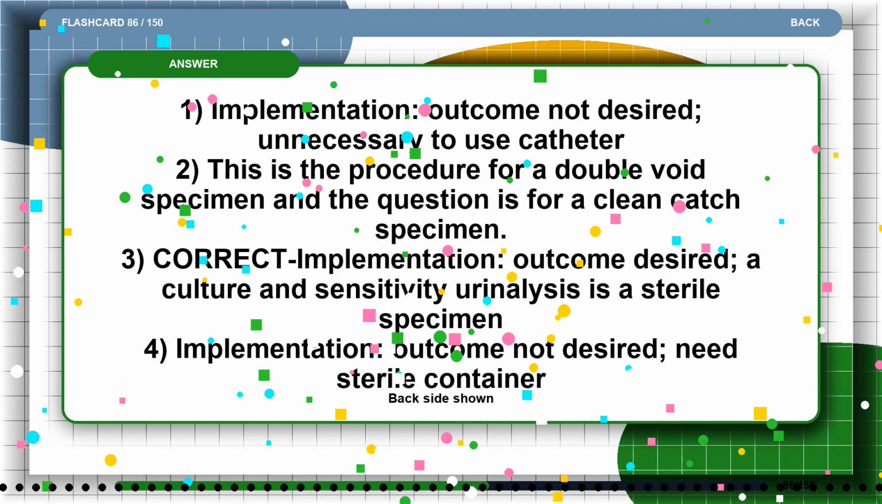The answer is 3. 1. Implementation. Outcome not desired. Unnecessary to use catheter. 2. This is the procedure for a double void specimen and the question is for a clean catch specimen. 3. Correct implementation. Outcome desired. A culture and sensitivity urinalysis is a sterile specimen. 4. Implementation. Outcome not desired. Needs sterile container.